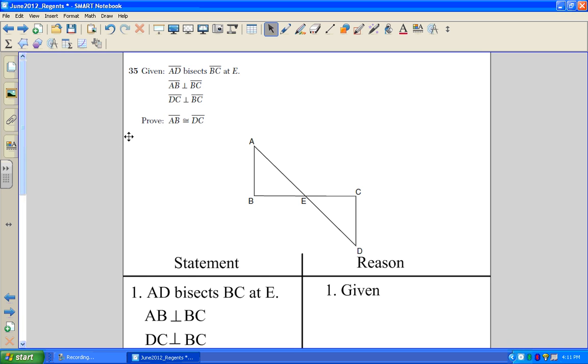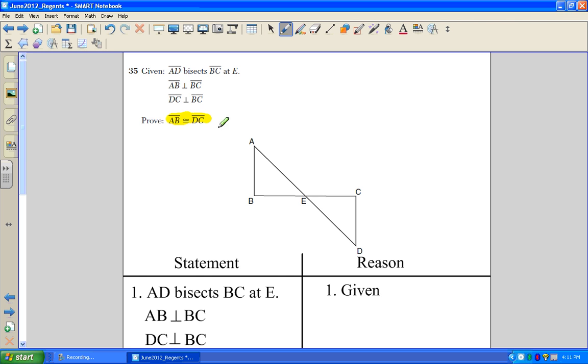Today we are going to go over number 35 from the June 2012 geometry Regents. Given AD bisects BC at E, AB is perpendicular to BC, DC is perpendicular to BC, prove AB is congruent to DC. Okay, so in this proof, we are being asked to prove that AB is congruent to DC.